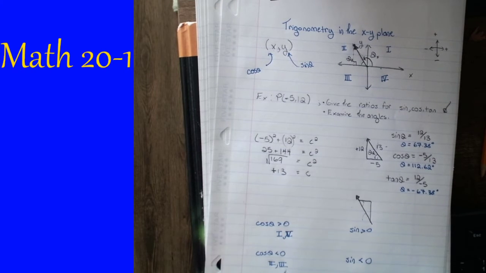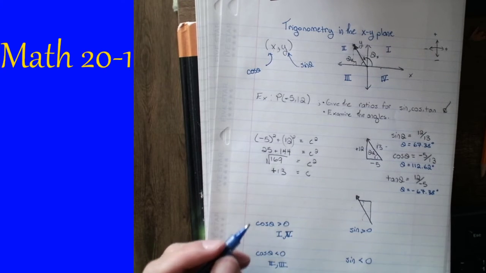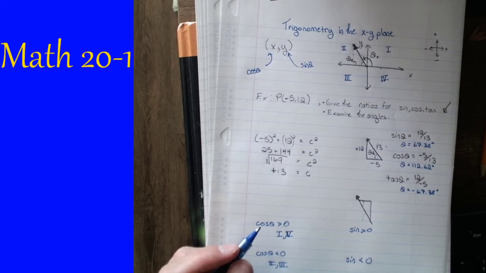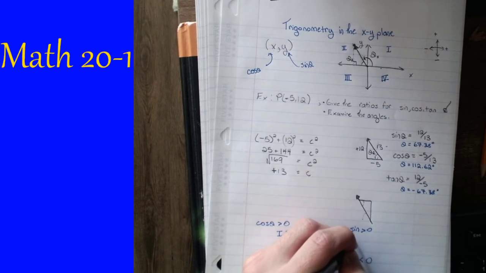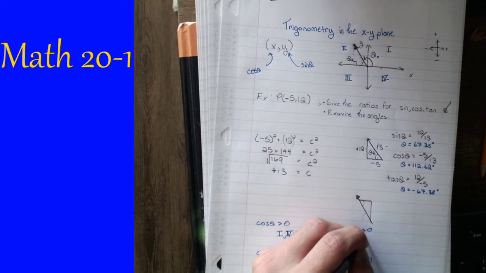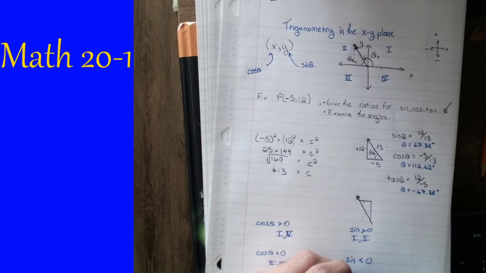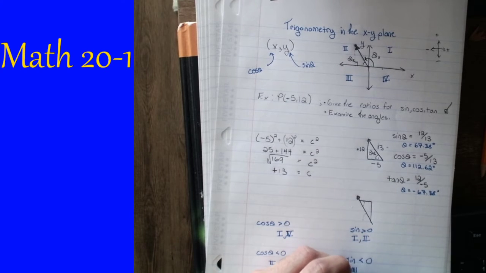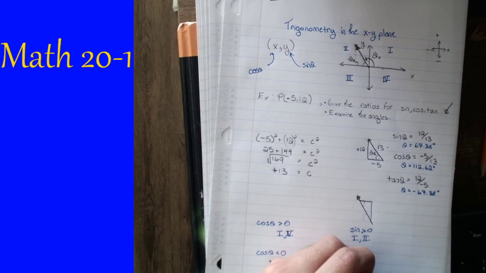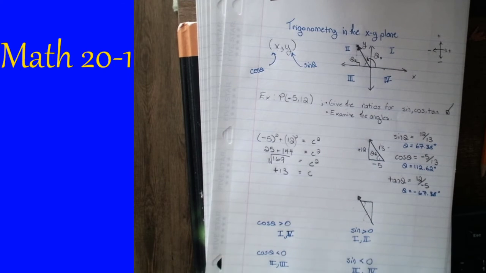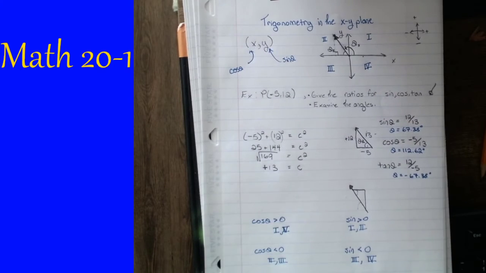We'll make the same statements for sine. Often you'll just see me leave out the angle because it's less writing. So sine is greater than 0 in quadrants 1 and 2. Sine is less than 0 in 3 and 4. Okay, so that being said, we're going to look at the next question.